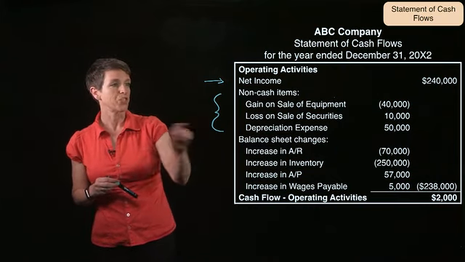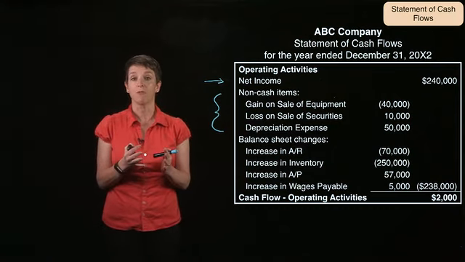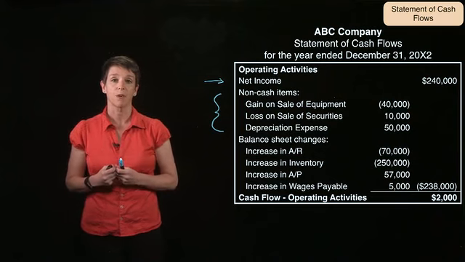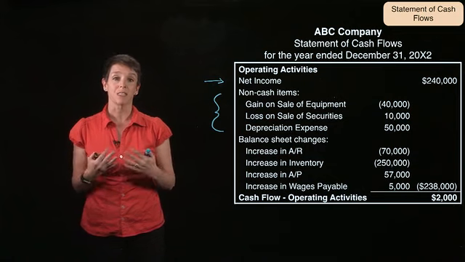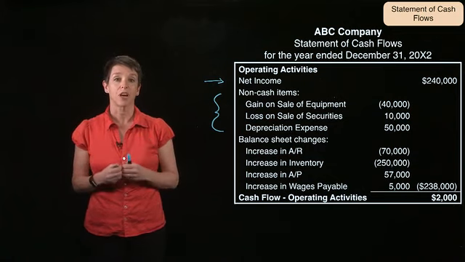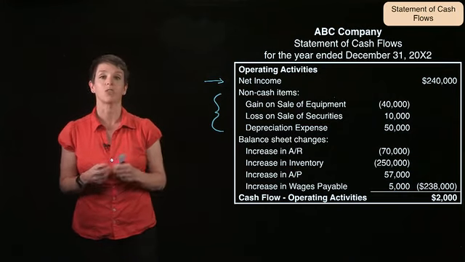Finally, we see this depreciation expense. Remember, property, plant, and equipment is paid for at the beginning of its life. That's when we see the cash flow. Throughout its life, it's going to be depreciated and expensed on the income statement. Those expenses represent non-cash items, so we need to remove them from net income in order to get to cash flow from operations.